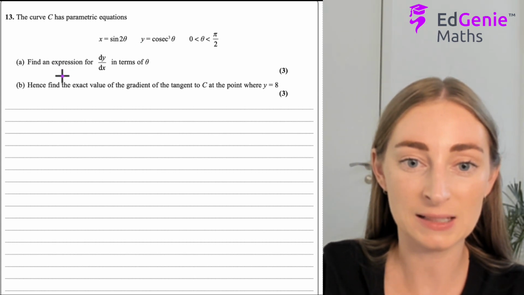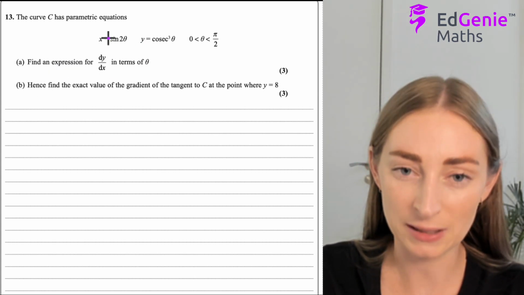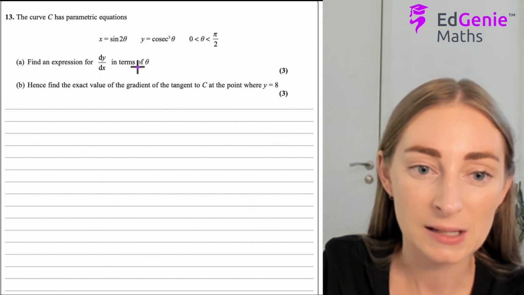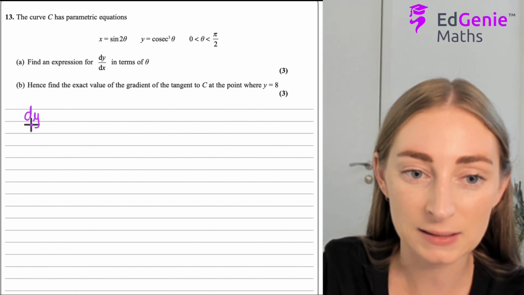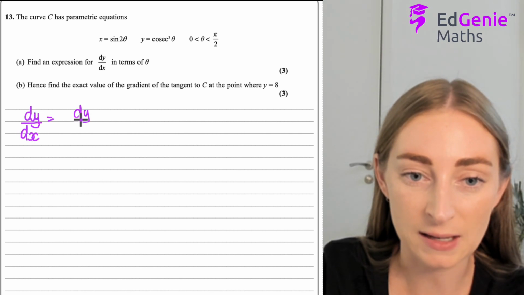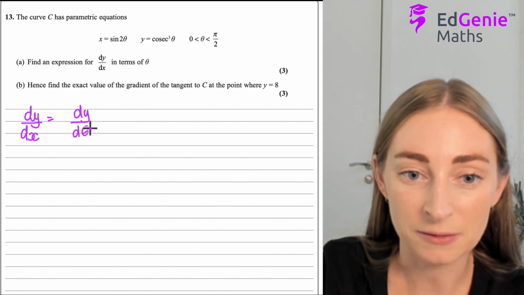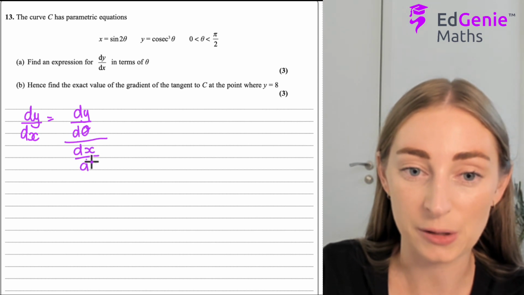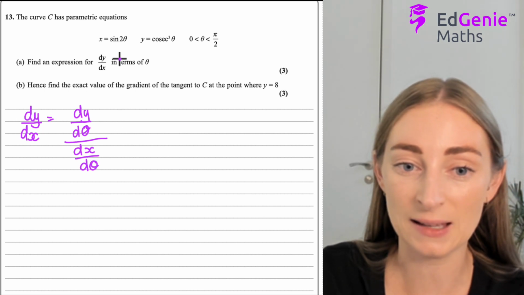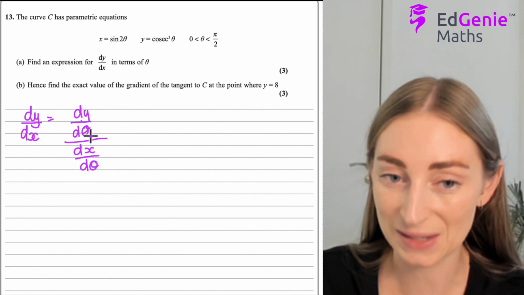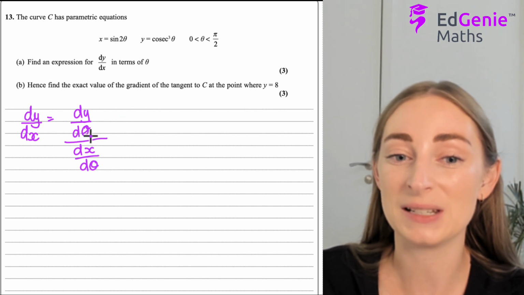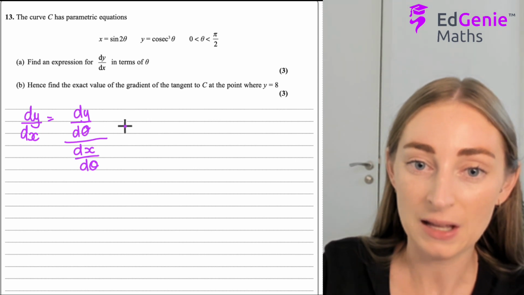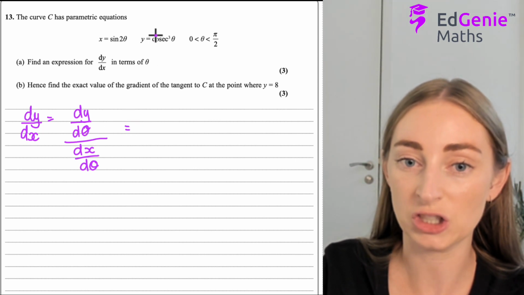So we are finding dy by dx, we've been given x and we've been given y. So remember, dy by dx equals dy by d theta divided by dx by d theta. So we can work out dy by d theta, and then divide it by dx by d theta. So let's have a go at differentiating this.